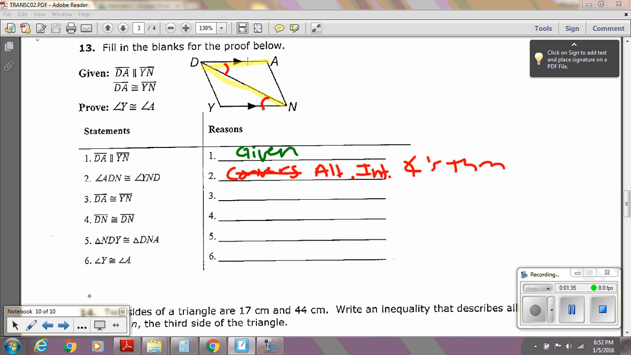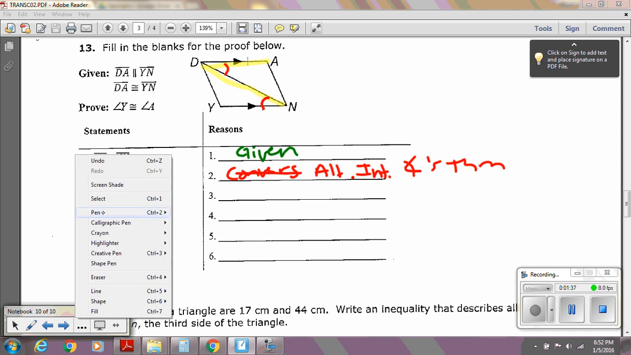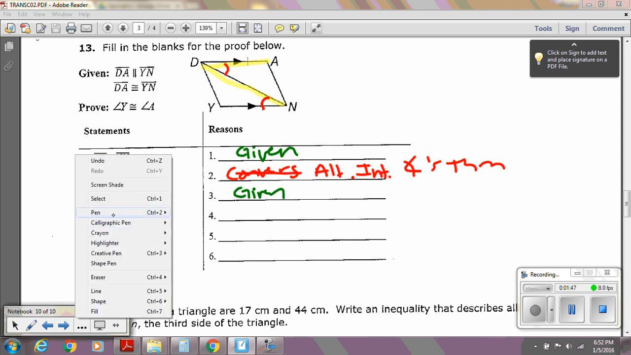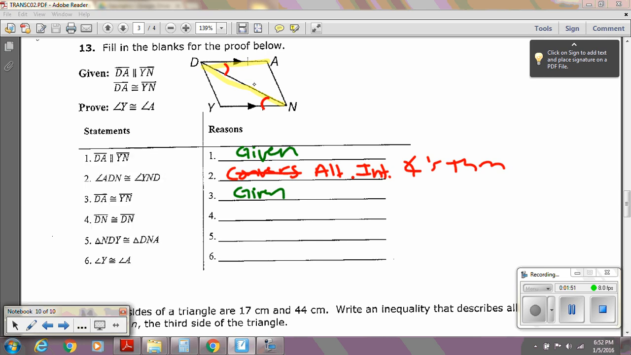Then it says segment DA is congruent to YN. We saw that before as well. That was your given. Then it tells us that segment DN is congruent to segment DN. Segment DN is that line down the middle. So yes, of course it's going to be congruent in both triangles because they share it. But since it's the same thing on both sides, it's like a mirror image or a reflection. So this is the reflexive property.